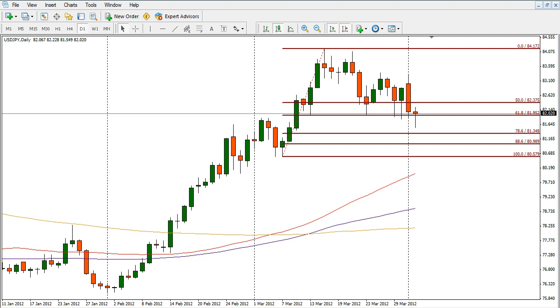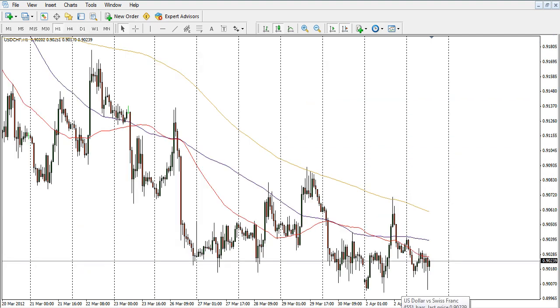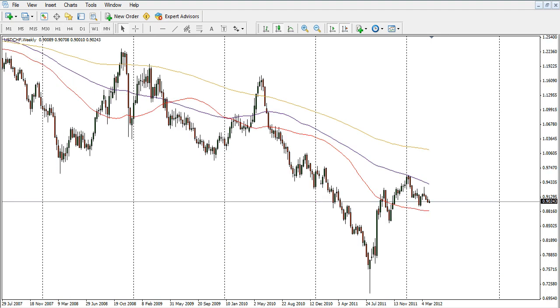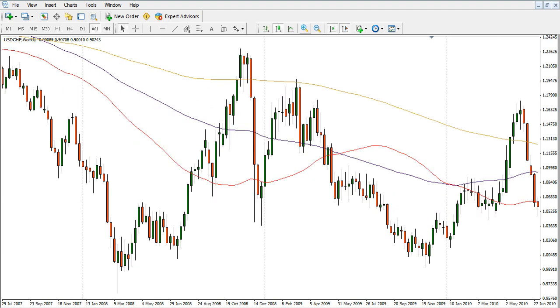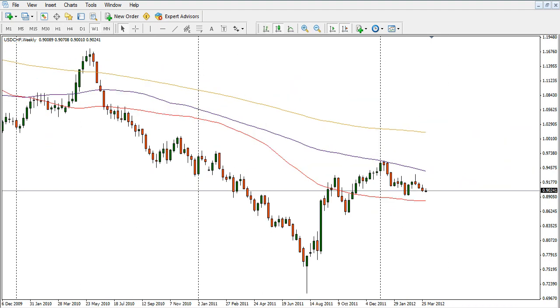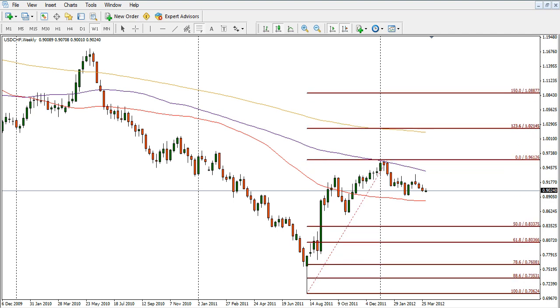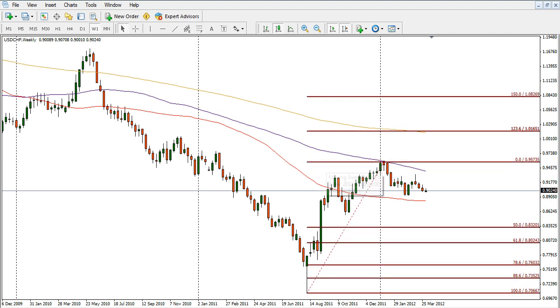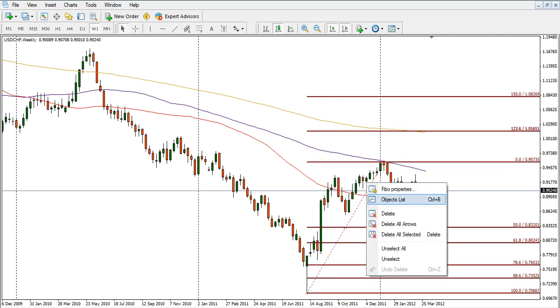Okay, let's have a look at dollar Swiss and what do we have on this chart here. Let's look at the weekly. In terms of the weekly, it's still in between this 100-week moving average and 55-week moving average. In terms of the fib level, if we draw it from the low to the high, I think we're still miles away from the 50%. Yeah, we are indeed. So not very interesting there.